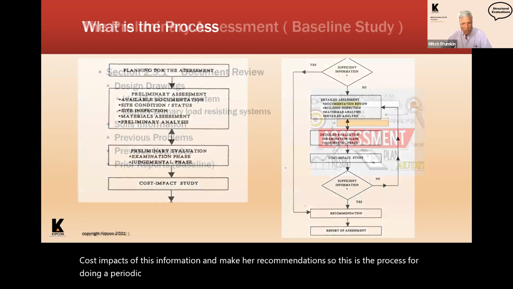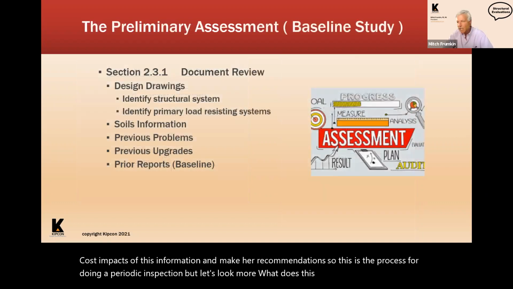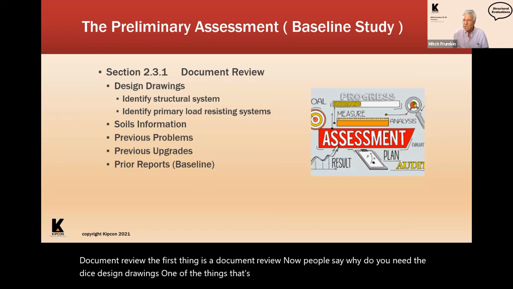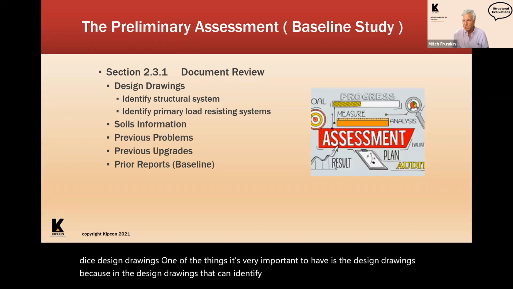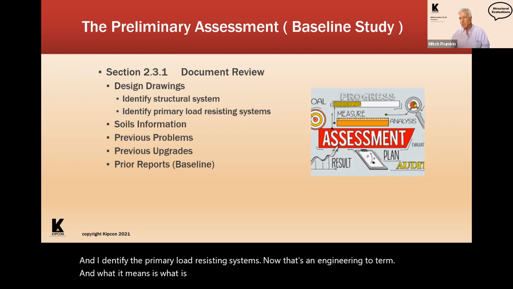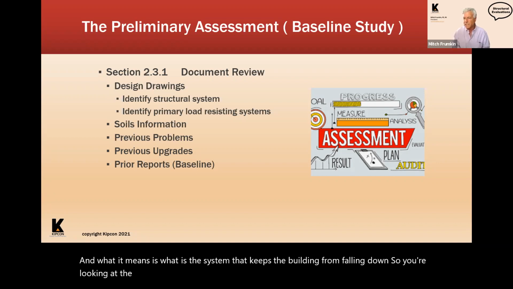But let's look more. What does this mean? Document review. The first thing is a document review. Now, people say, why do you need the design drawings? One of the things that's very important to have is the design drawings, because in the design drawings, it can identify what the structural system is and identify the primary load resisting systems. Now that's an engineering term. And what it means is, what is the system that keeps the building from falling down? So you're looking at the structural system and the load resisting systems.